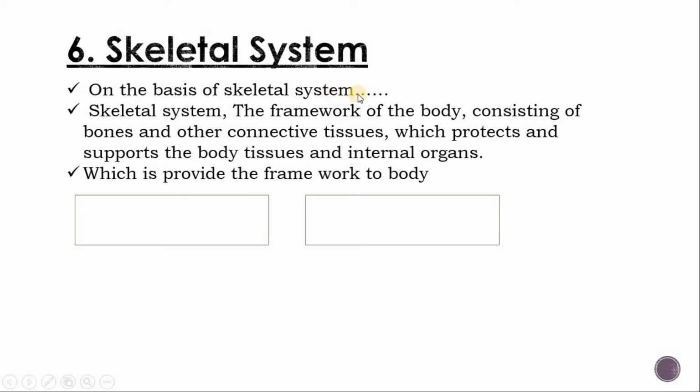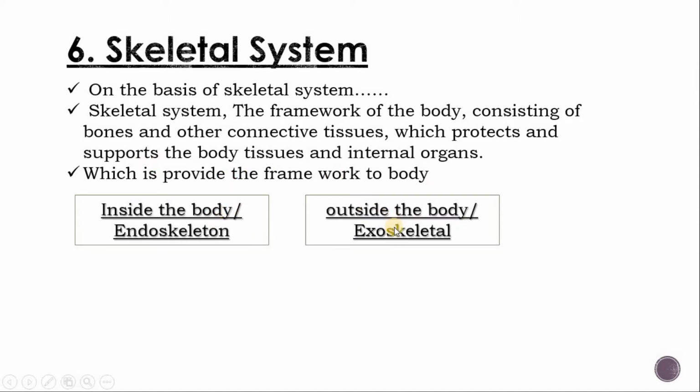On the basis of skeletal system, we classify and compare the organisms. The skeletal system is the framework of the body, made up of bones and connective tissues, which protects our body and supports the body tissue and internal organs. On the basis of this, there are two types of skeleton found. If the framework is inside the body, it is known as endoskeleton, and if the framework is outside the body, it is known as exoskeleton.